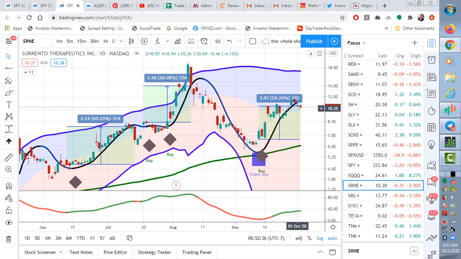I have a core position in it. But as soon as I get the next buy signal on this, that means if it doesn't turn blue here and it pushes back up over the black, then I'm going to jump back in the trade again. Okay, and I'll show you one more.